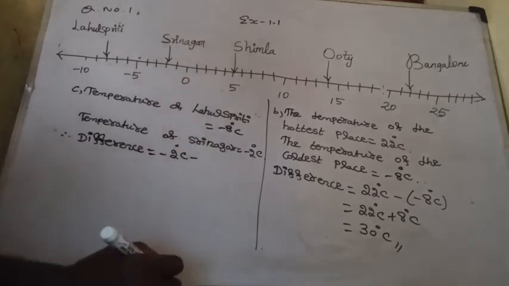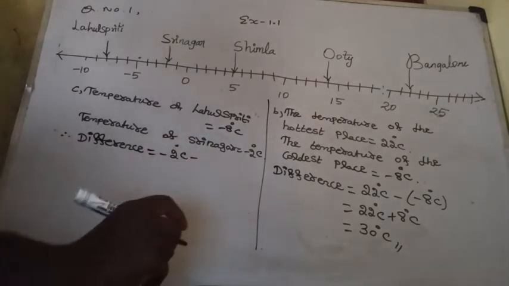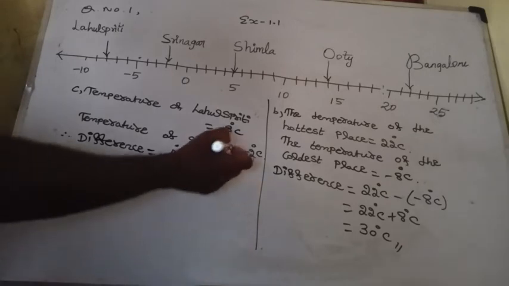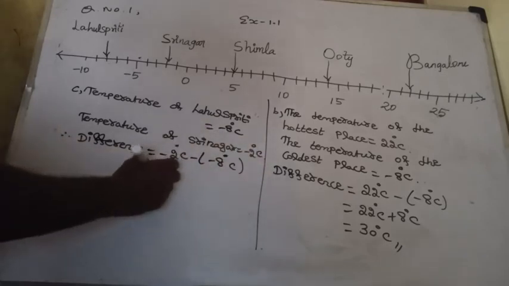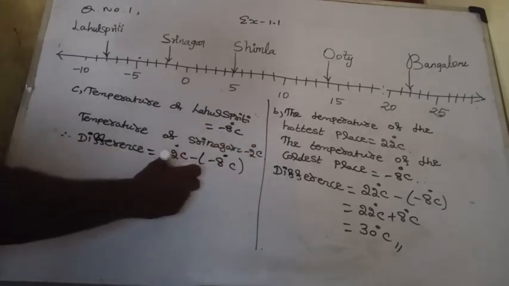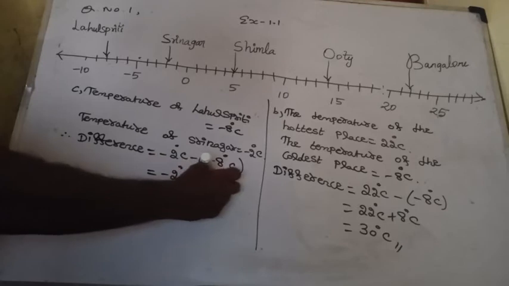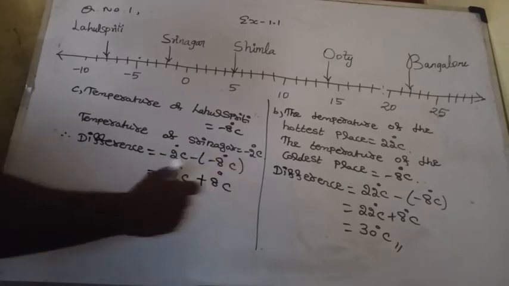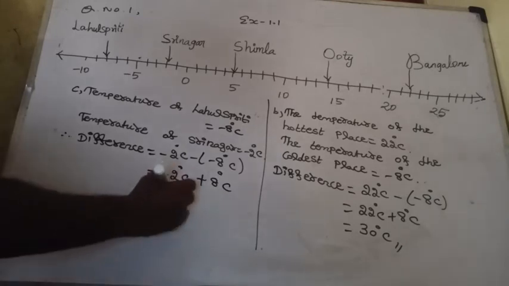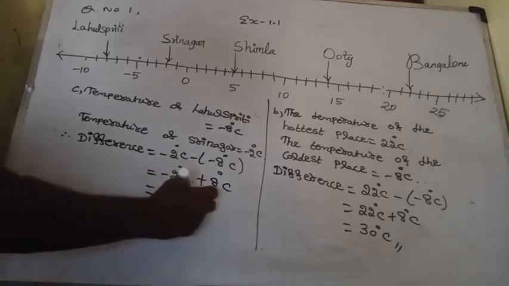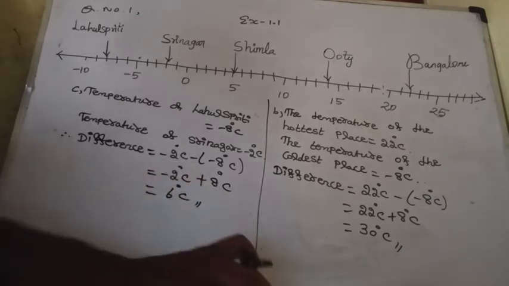Difference means what? Greatest integer minus smallest integer. So minus 2 degrees Celsius, minus the smallest, minus 8 degrees Celsius, that is equal to minus 2 degrees Celsius, minus into minus is plus 8 degrees Celsius. Now what is the difference dear? Minus 2 plus 8, plus 6 degrees Celsius.